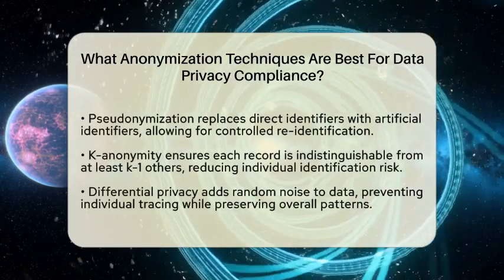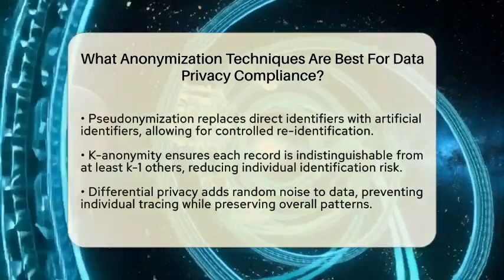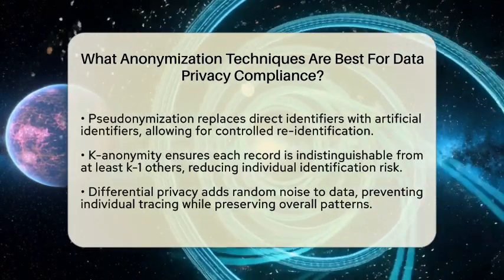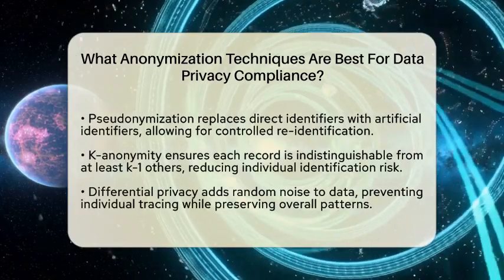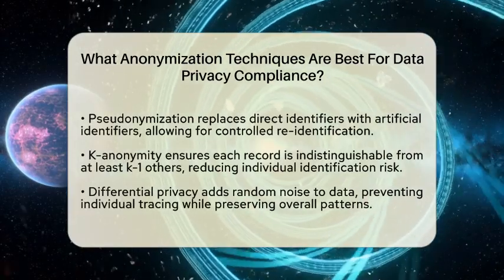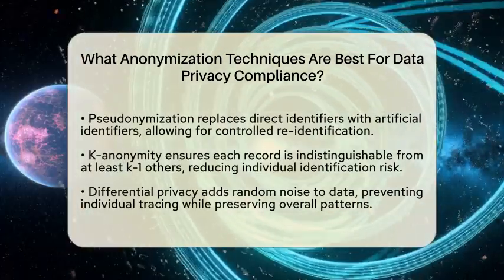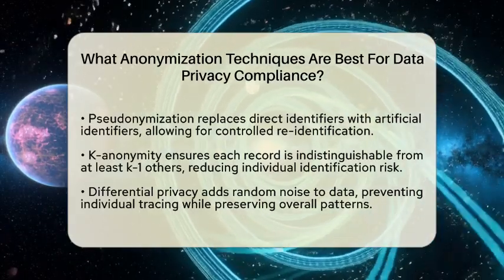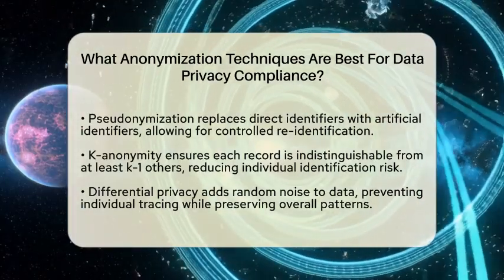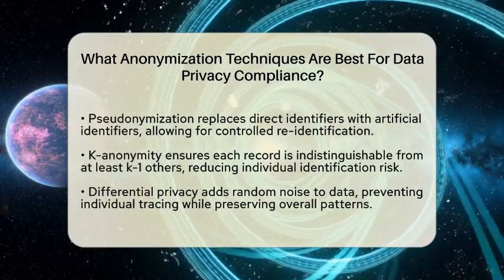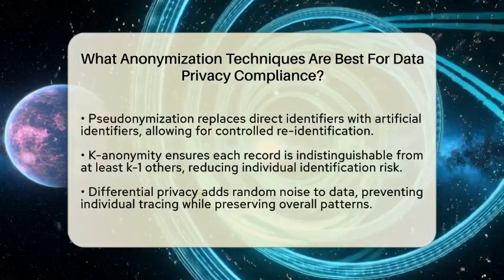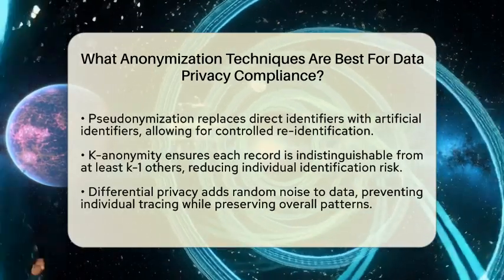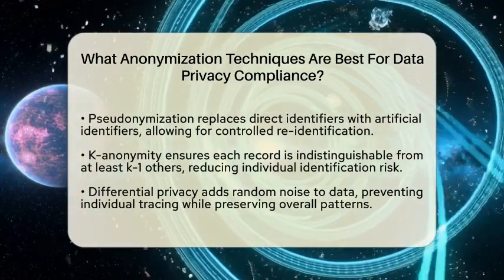Another technique is pseudonymization. This replaces direct identifiers with artificial identifiers or pseudonyms. While the original data can be re-identified with a key, pseudonymization reduces direct exposure of personally identifiable information. This method is recommended under the General Data Protection Regulation as a security measure, especially when some reversibility is needed under controlled conditions. Next, we have k-anonymity.